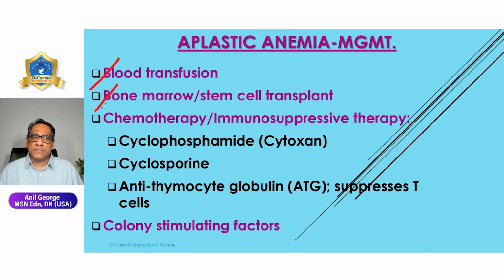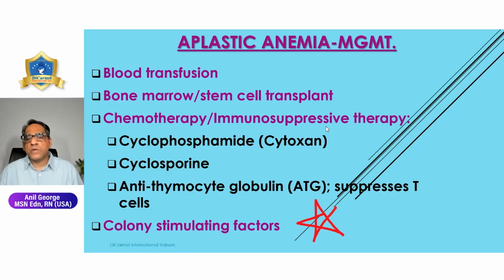Bone marrow stem cell transplant. We'll talk a lot about that when we go to oncology in the coming days. Chemo immunosuppressive therapy with a combination of different drugs such as cyclophosphamide, cyclosporin, anti-thymocyte globulin, which is a drug that particularly suppresses the T cells. Remember, the primary responsibility of the immunity is through the T cells, or the cellular immunity. So these are drugs that can suppress the immunity and reduce the destruction of the blood forming cells. That's how it works.